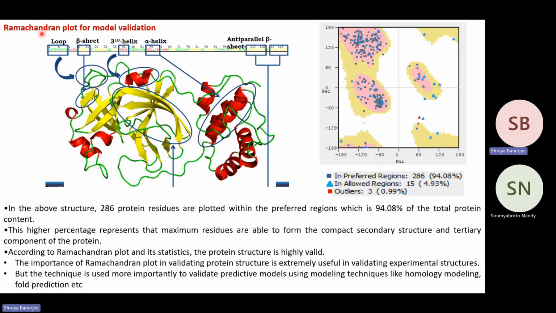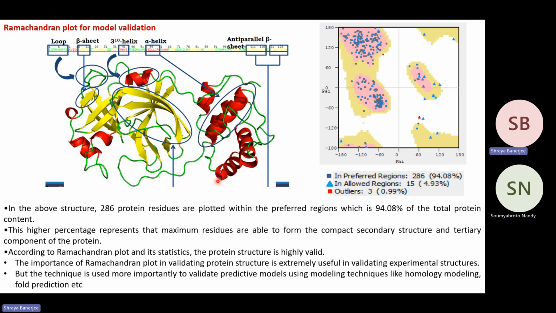And often the Ramachandran map is used for model validation. So we'll talk about that. So in this structure, there are 286 residues. Basically what model validation means is that suppose this is a protein, and using X-ray crystallography or NMR or even simulations, we have predicted this is the structure of the protein. But how do we know if this structure is the correct structure or not?